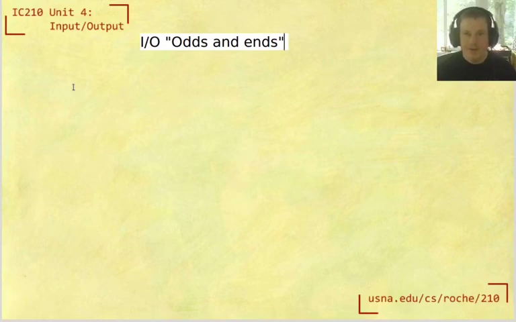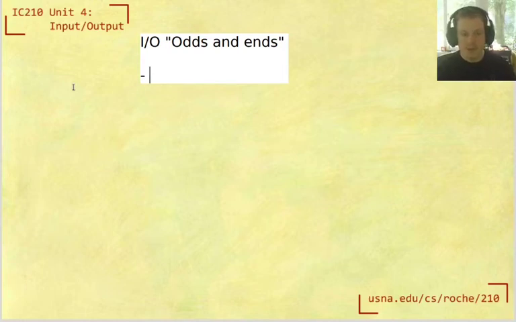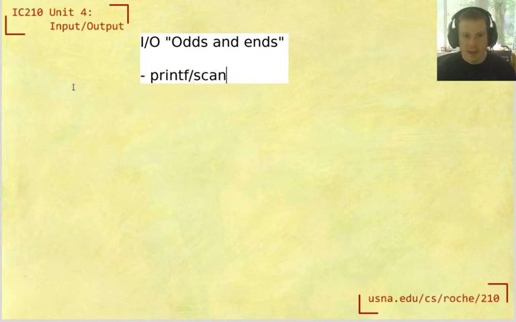Okay, the very last video of this unit is just some odds and ends. And this is the last section in your notes for this unit as well. So there's 4 things that are covered in the notes, so I'm not going to go into all of them in detail in this video. The first one is printf and scanf instead of fprintf and fscanf, but we've already seen that. We've been using that. That's cool.